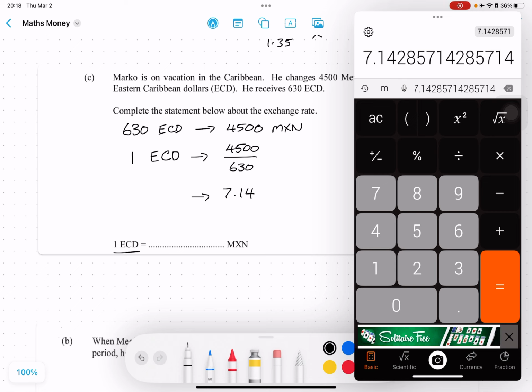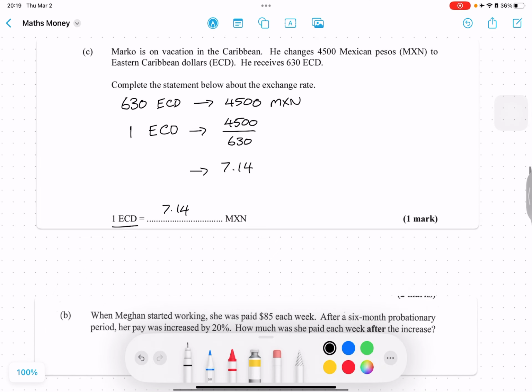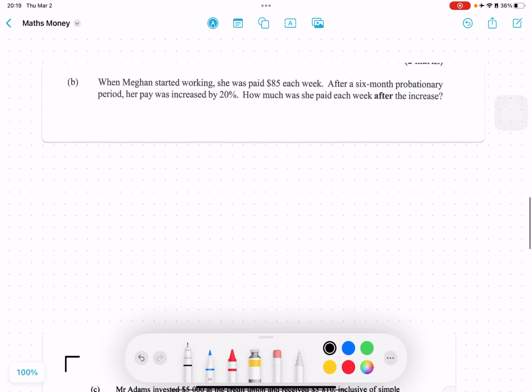So $7.14 Mexican pesos. Alright, very easy. So 1 ECD is $7.14 Mexican pesos. Alright, you get 1 mark for that. It was a simple question. Let's take a look at a salary question here.